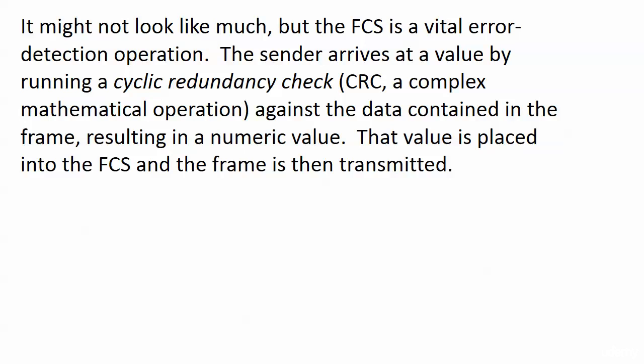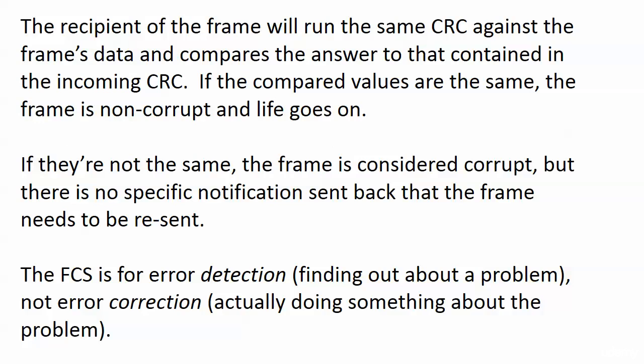Now, the sender arrives at a numeric value by running what we call a cyclic redundancy check, a CRC. You can also say cyclic if you want to. Just call it the CRC. It's a complex mathematical operation, and it's run against the data contained in the frame. And the numeric value that is a result of the CRC is placed into the FCS, and the frame is then sent. The recipient of the frame will run the exact same CRC against the exact same data, the incoming frame's data, and it's going to compare the answer to that contained in the incoming CRC.